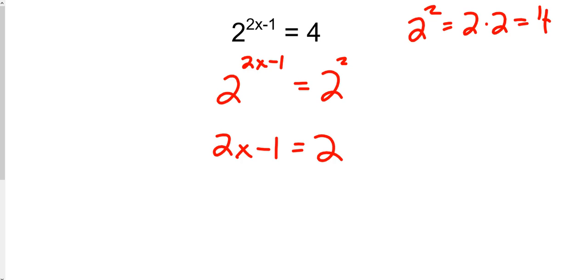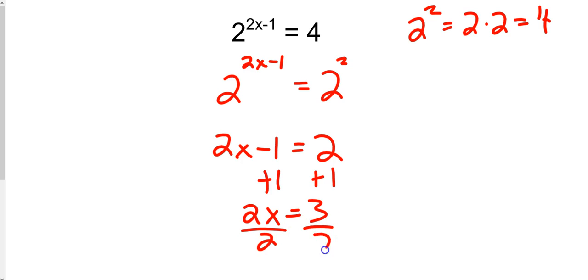All you got to do is add 1 to both sides. 2x is equal to 3. Divide by 2, divide by 2. So x equals 3/2. And there you go. It really is that simple. There's no catches. I got one more example. If you can do this, you can do anything on 6.3.